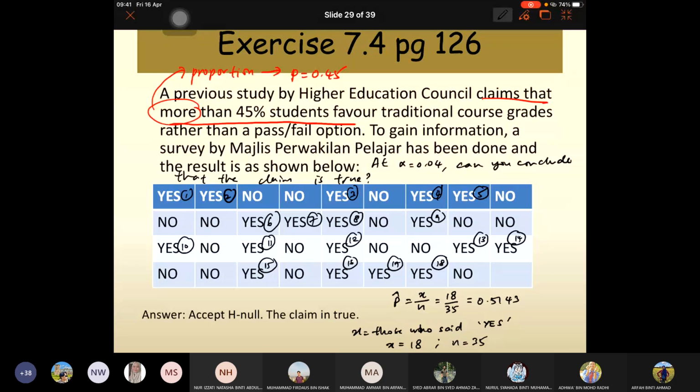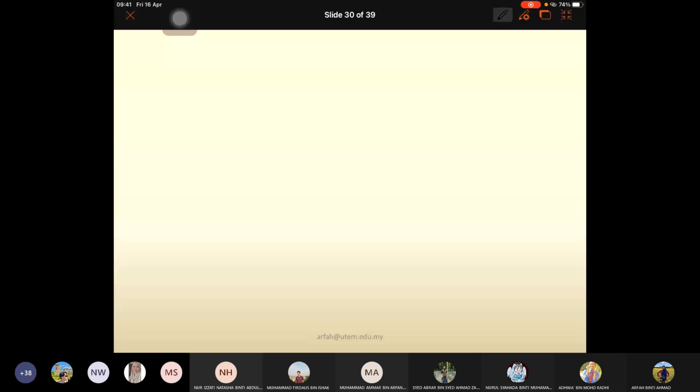Okay, done lah with this slide. So, from the data given, X sama dengan 18, N sama dengan 35. P hat equal to X over N sama dengan 18 per 35. That is equal to 0.5143. So, from here, state your H0 and H1.